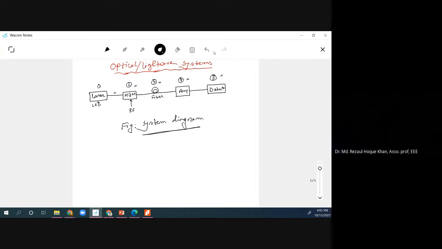Okay, so I will show you today what we will do. I will show you a practical lightwave system. We'll try to find what kind of components are there. Probably they will check out these components, and then how they work in the system. Probably we will solve some equations also. Okay, so let's see a system diagram.